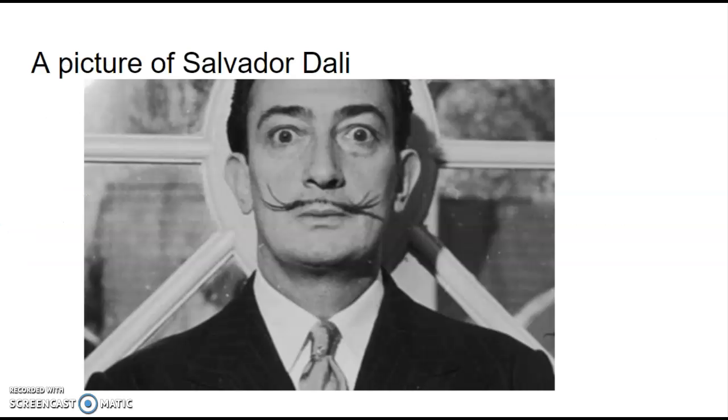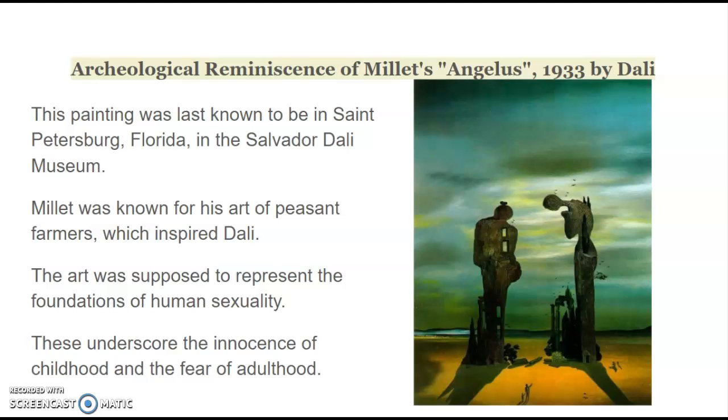Here's a picture of him. This is one of his works of art. It's called the Archeological Reminiscence of Millet's Angelus. It was painted in 1933. It was last known to be in St. Petersburg, Florida, in the Salvador Dali Museum.